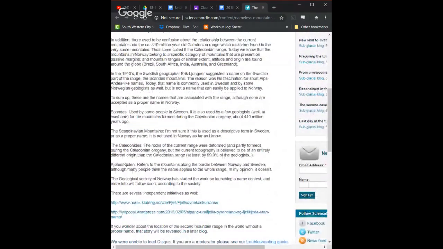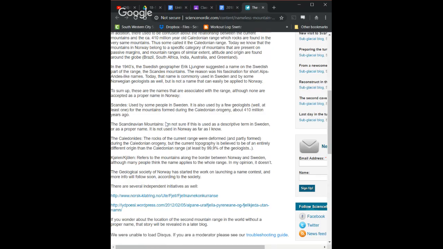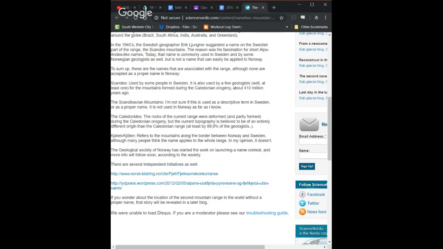Okay, so this is what we care about. We care about this 410 million years ago. That's the age of those rocks. The rocks were deformed during the orogeny. Orogeny is when mountains get made. That's what it's called. It's a mountain building event, an orogeny.